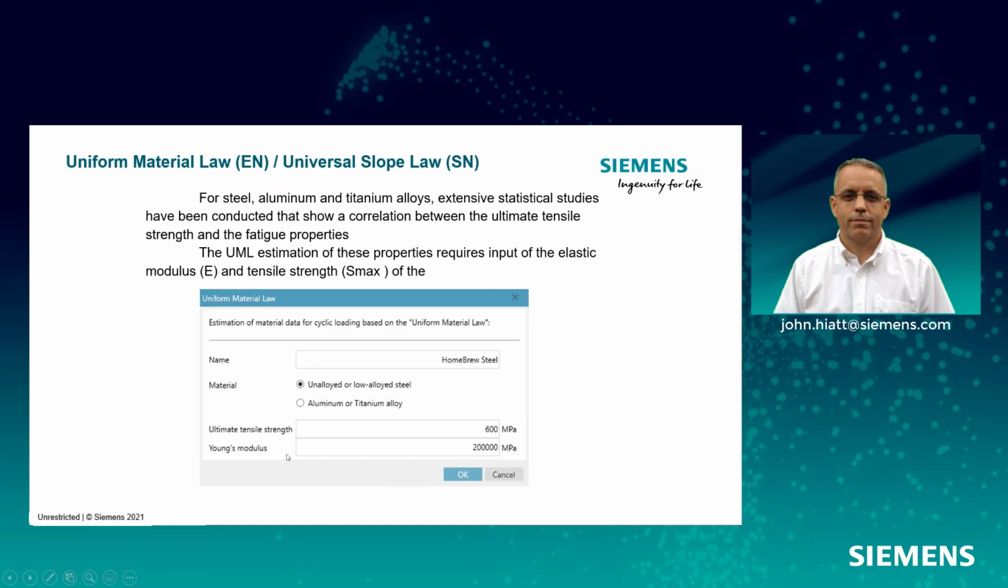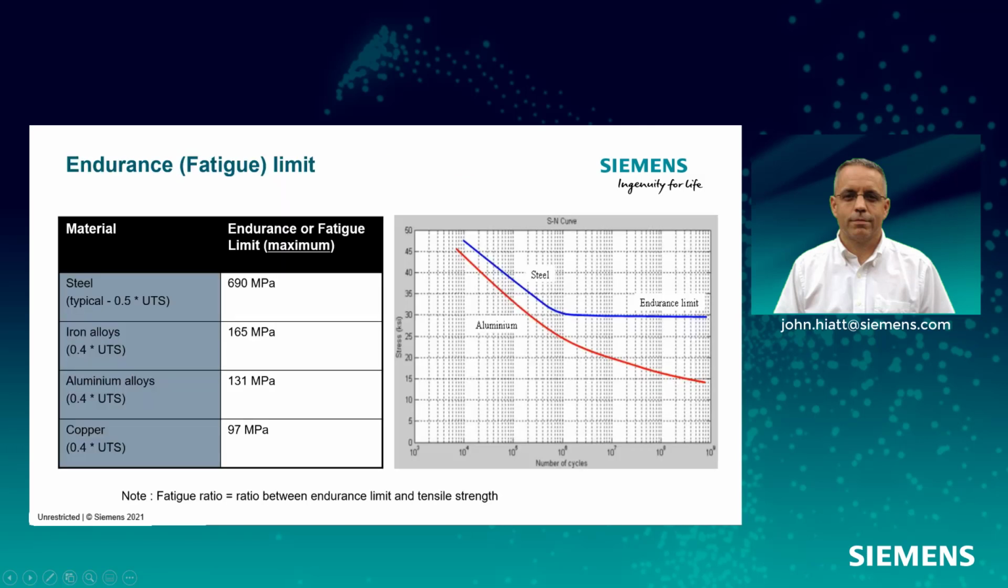So if you don't have a place to start and you don't have a material property, it gives you a starting point. And you can always take materials that you have, plug this in and calculate it and see how close they are. So here's some examples: steel, iron, aluminum alloys, copper.